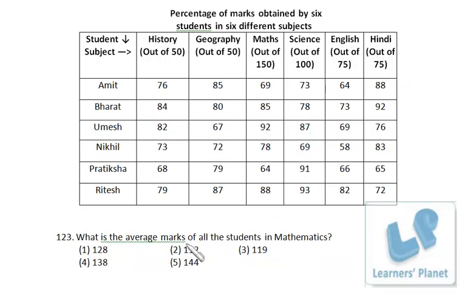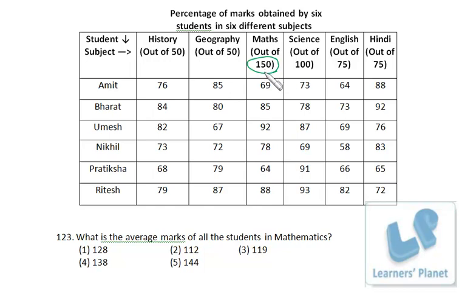What is the average marks of all the students in mathematics? Same as the previous question. Here in mathematics, all the marks are from 150, but these marks are in percentage. So what we can do is we can calculate the average percentage in mathematics, then we'll calculate the average marks, right? So if we get the average percentage, we multiply that by 3 by 2, because 150 is 3 by 2 of 100 to get the actual marks. Okay, so first of all, let's find out the average percentage.